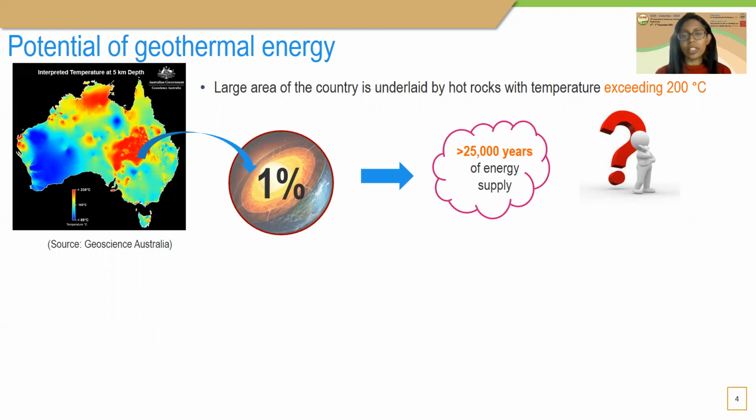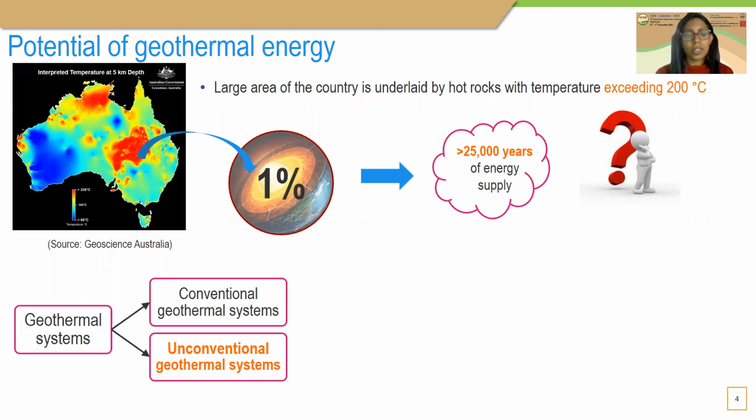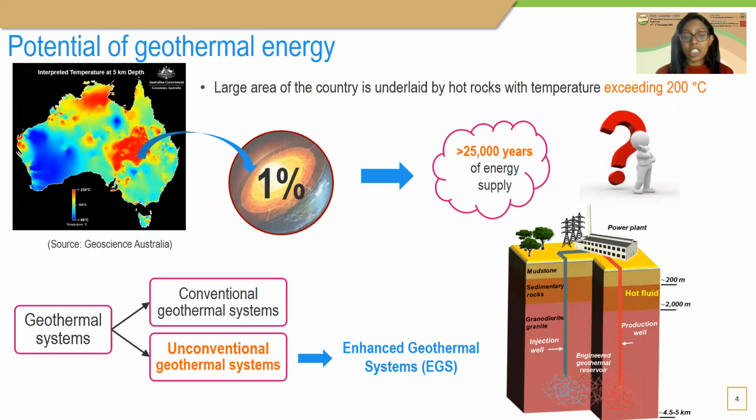So how to exploit this potential? Geothermal systems are developed for this and are of two types, conventional and unconventional geothermal systems. Conventional geothermal systems are developed to exploit heat stored in shallower depths, while unconventional geothermal systems use engineering techniques to extract heat stored in deep earth. Enhanced geothermal systems, or EGS, is one such type, and I'm focused on EGS.